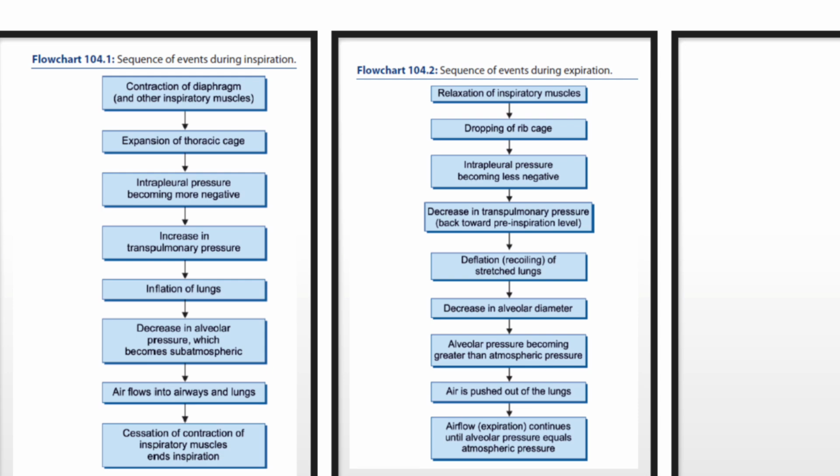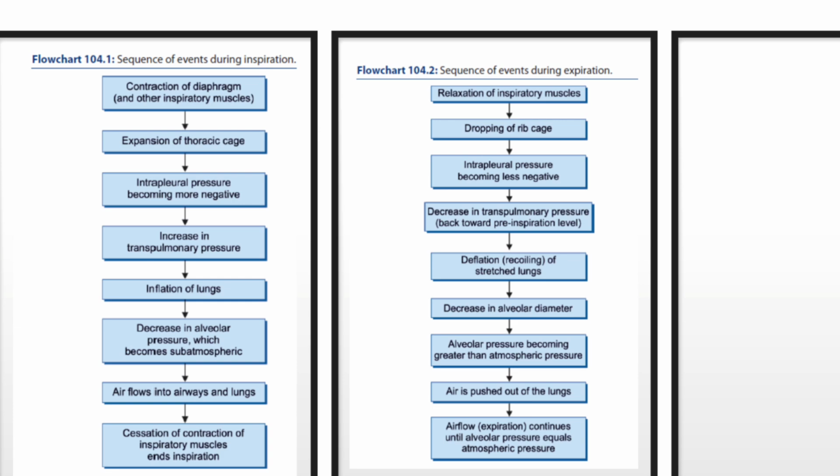So step number 1 is contraction of muscles. Step number 2 is the expansion of the thoracic cage. Step number 3 is that intrapleural pressure will become more negative. Step number 4 is that transpulmonary pressure will be more positive, and transpulmonary pressure is the pressure that acts against the elastic recoiling, so the alveolar volume will be increased.